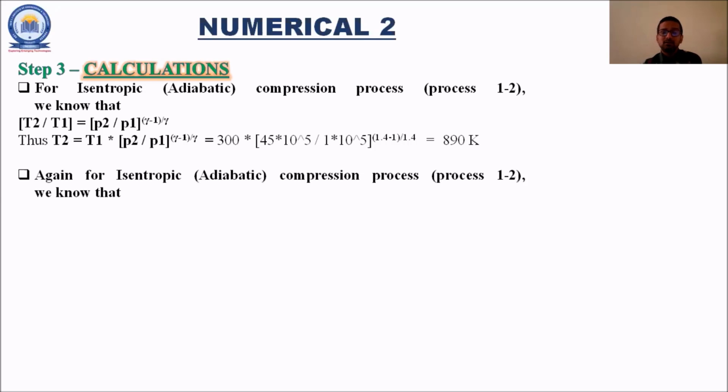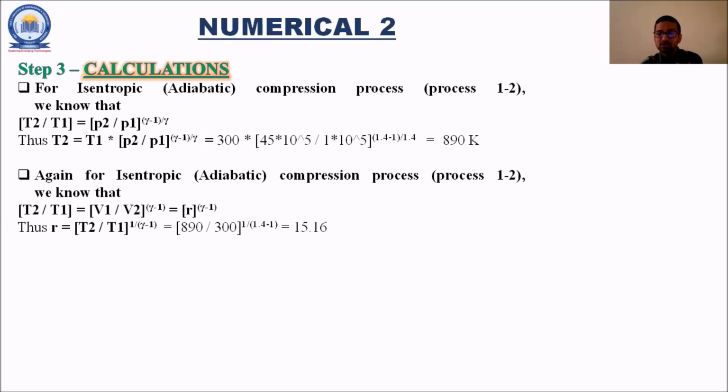Now friends, again I am considering the isentropic adiabatic compression process, that is process 1 to 2, using the relation of temperature and volume. So I am using the relation, that is T2 by T1 is equal to V1 by V2 raised to gamma minus 1. So V1 by V2 is equal to R, that is compression ratio. So thus calculating the value of R, R is equal to T2 by T1 raised to 1 upon gamma minus 1. So the answer of compression ratio comes out to be 15.16.